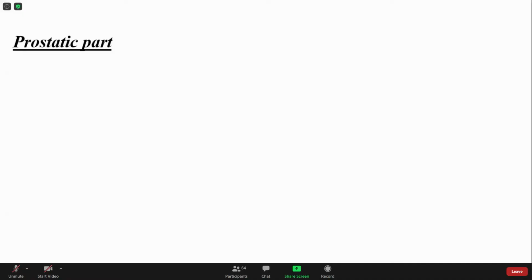Part of urethra, or prostatic urethra. So what are the different parts of male urethra? We have already taught this. Pre-prostatic part, prostatic part, membranous part, and then spongy or penile part. 4 parts.